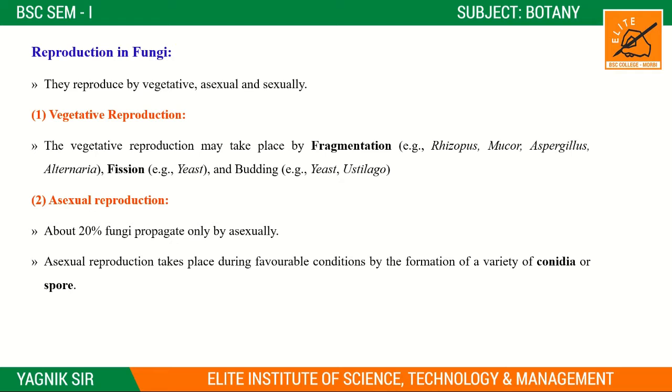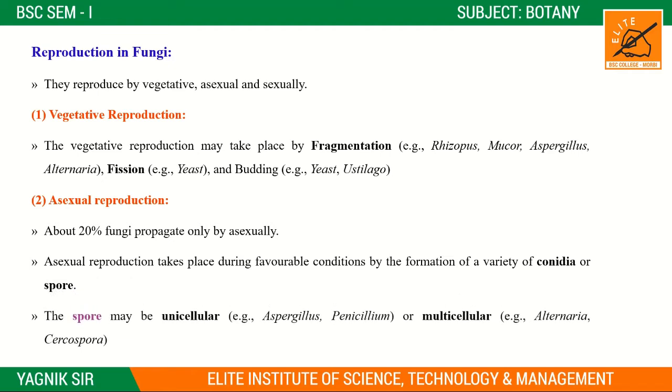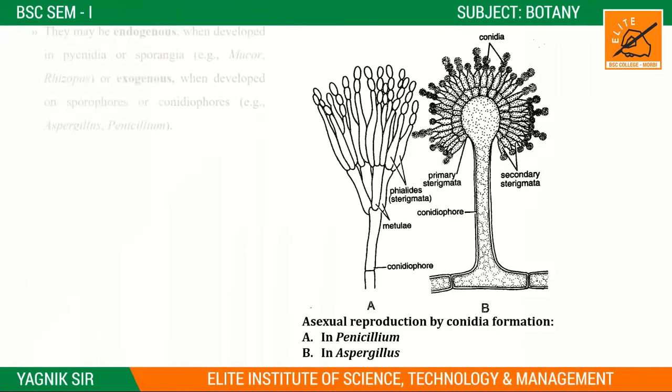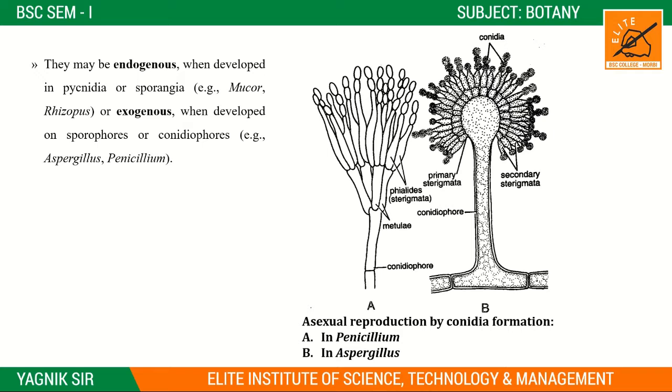These are the spores, and there are many varieties of spores. The spores are mainly of two types, unicellular and multicellular, right? Here, Aspergillus and Penicillium are examples of unicellular spores, and Alternaria and Chrysospora have multicellular spores, right? So these are the Penicillium and Aspergillus structures, right? Here we can see on the upper side these are the conidia, and this is the spore structure.